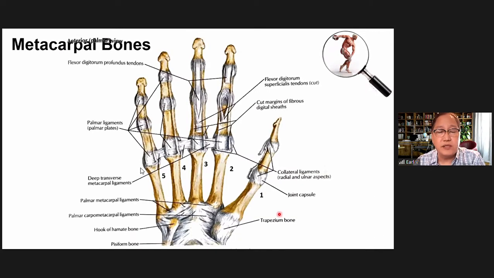Now we go to the metacarpal bones. There are 5 metacarpal bones.